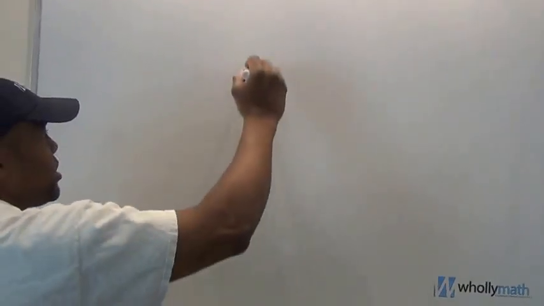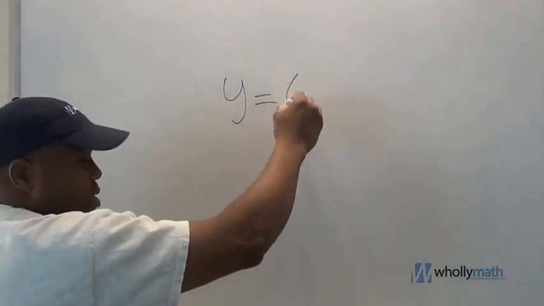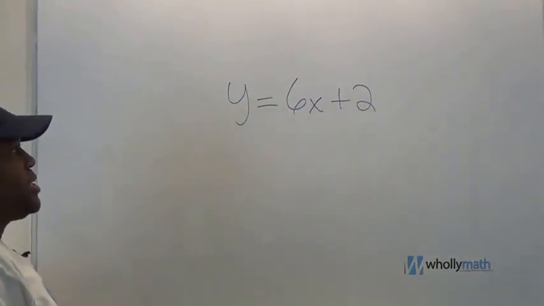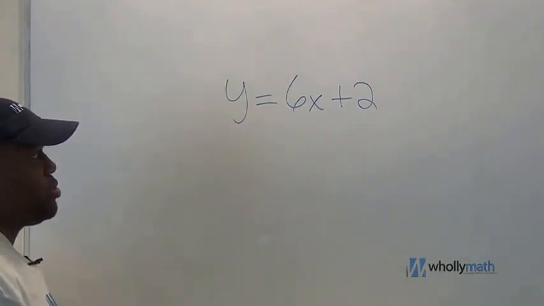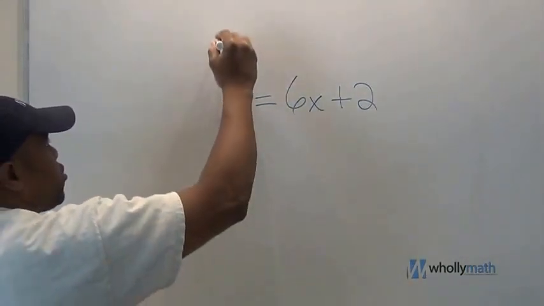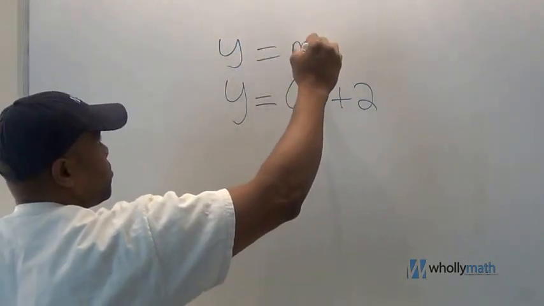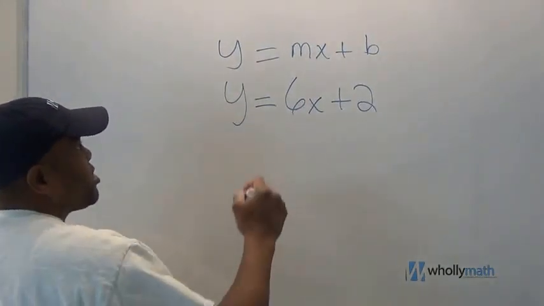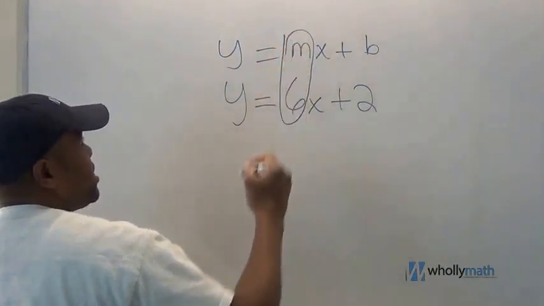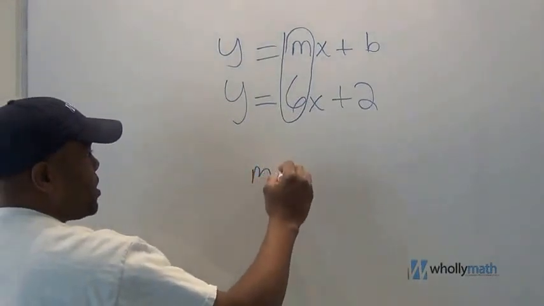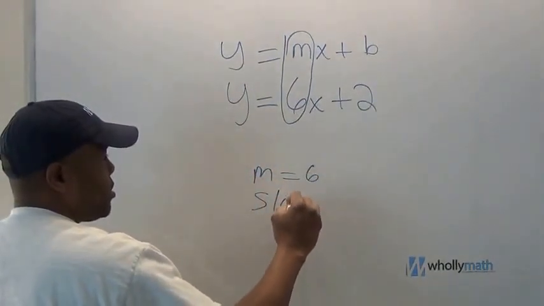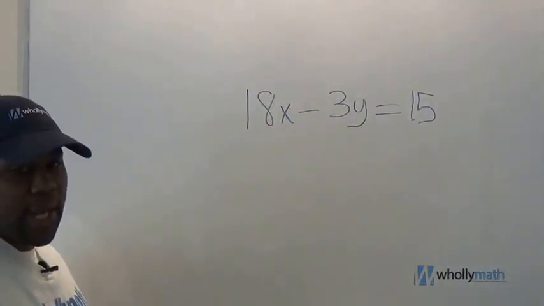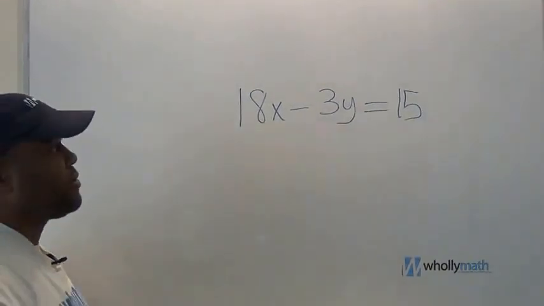The first equation is y is equal to 6x plus 2. And since this equation, y is equal to 6x plus 2, is already written in slope-intercept form, then we already know what the slope is. We know slope is equal to m. And so in this case, m is equal to 6, or the slope is equal to 6.